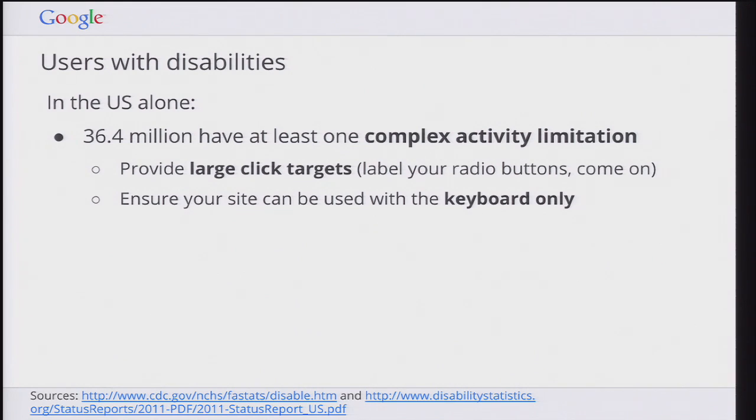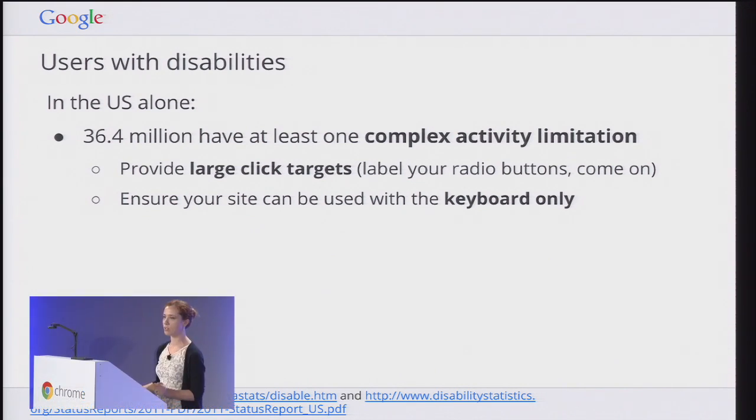So 36.4 million adults in the US have at least one complex activity limitation. So this is motor control. This type of person may not be able to use a mouse, for example, or may have significant trouble accessing small click targets. So provide large click targets, label your radio buttons. If I need to use one more form where the radio buttons aren't labeled and I have to click on that tiny, tiny circle, I may actually flip my table. Ensure your site can be used with the keyboard only. And this is something that I'm going to return to time and time again, because this will actually get you a really long way to making your site accessible for the broadest range of users.